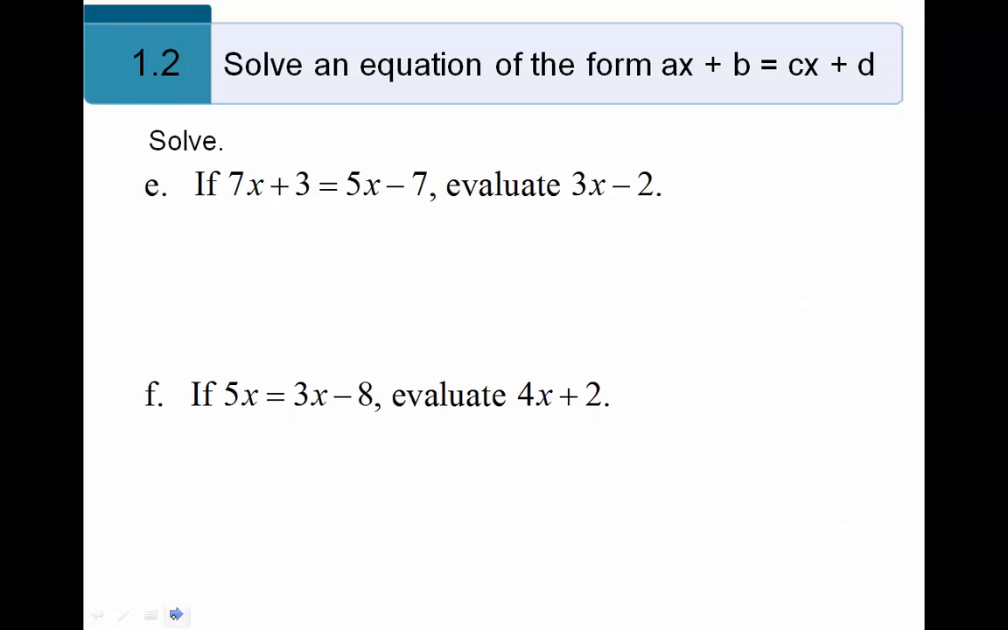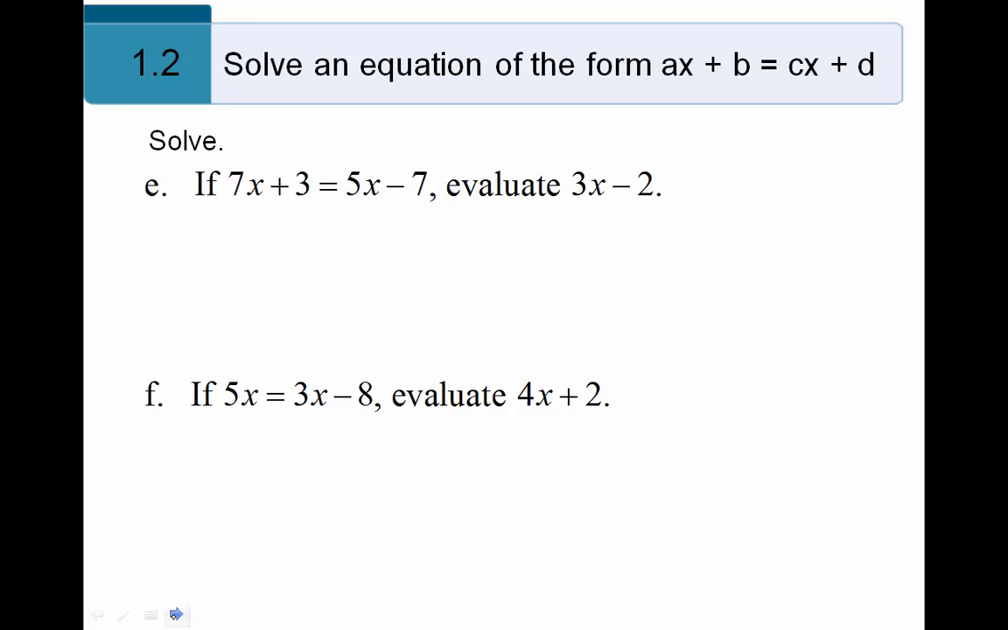All right, here in example E, we have a two-step process. The first step is to solve the equation. The second step, once we know the value of x, is to evaluate the variable expression 3x minus 2. So let's start first by solving the equation 7x plus 3 is equal to 5x minus 7.